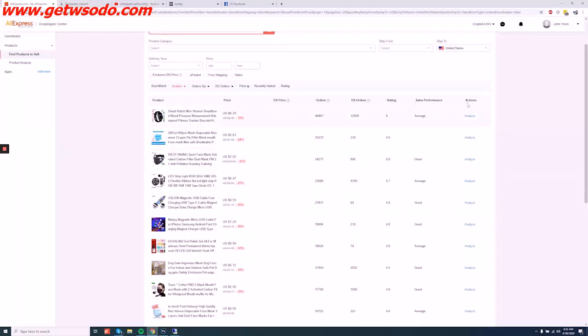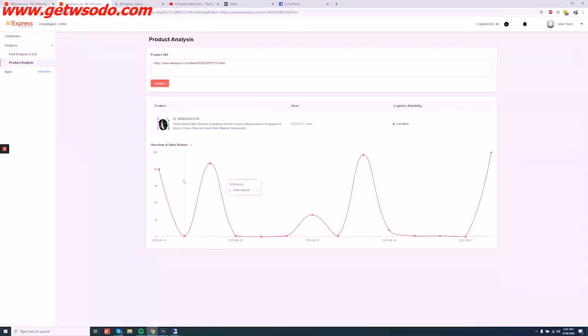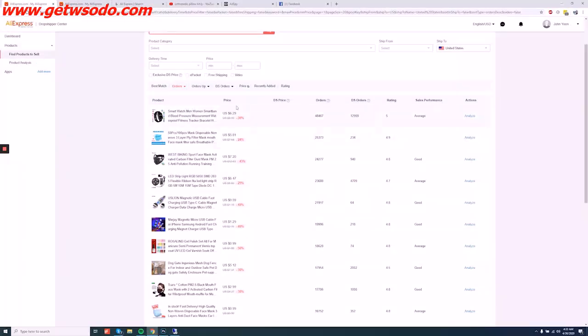So over here, it shows you the total number of orders. And then if you click over here on actions, you can actually analyze how many units this product is selling per day. And the trend's kind of strange with this one. I feel like somebody is drop shipping it and not many regular people are buying it because the trend's kind of going up and down. But what I tend to look for are products that are selling at least 50 plus units per day. So let's go back and try to find another product.